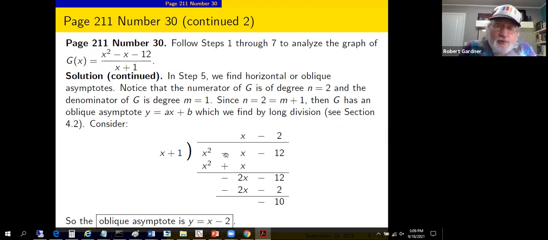I leave it to you to grind through this division. We've done this before as well. But we get that the quotient is x minus 2. The remainder is -10. Well, the quotient is the oblique asymptote. So we get for the oblique asymptote y equals x minus 2. So we'll graph that when it comes time to graph as well.